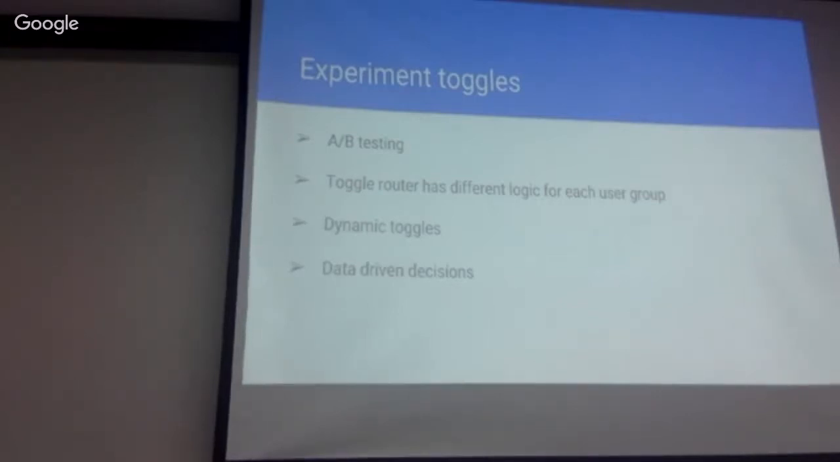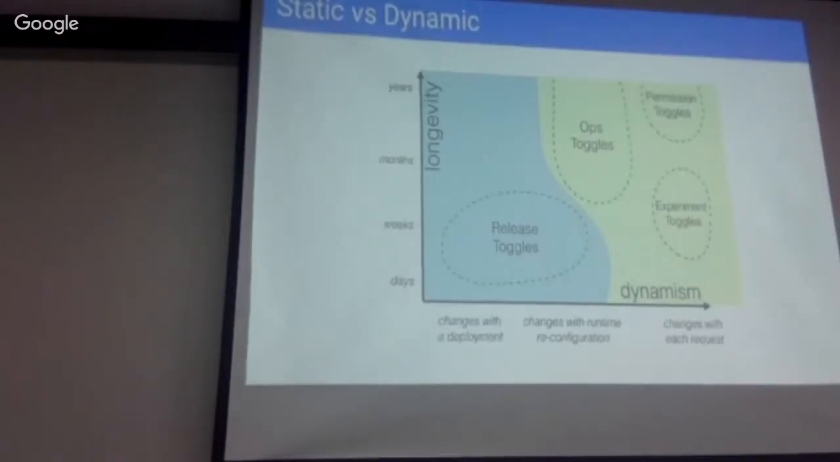And then based on the data we gather, like the performance, or the purchase turnout, or anything of that sort, we can make decisions. So this toggle will have a different logic for each of the users. The toggle will be decided based on the incoming request. So it is a dynamic toggle, and it just helps us get data for decision making. As we can see, these experiment toggles are more dynamic in nature.